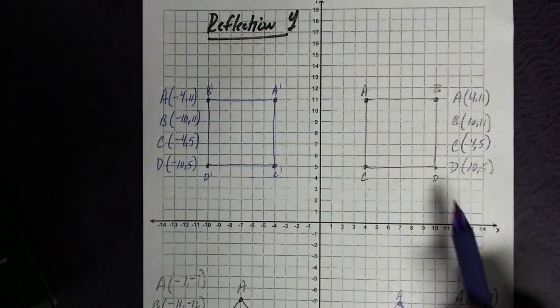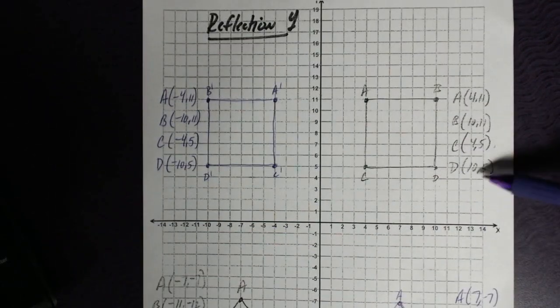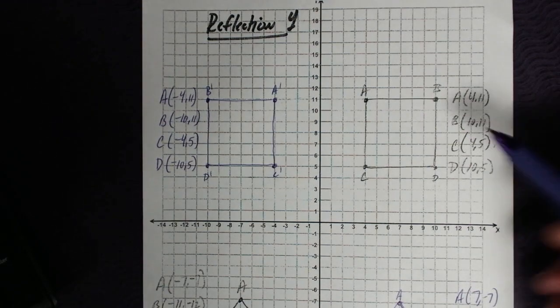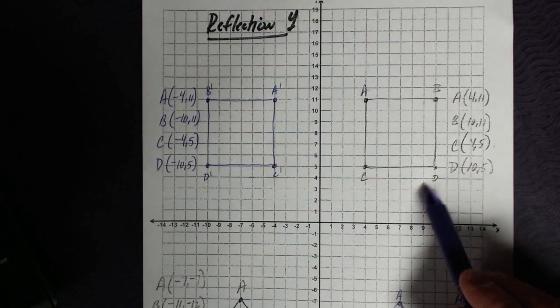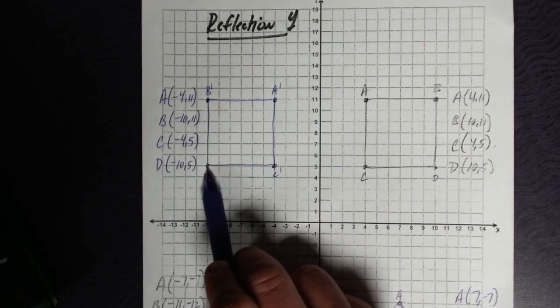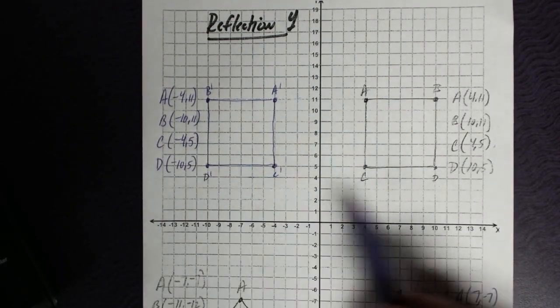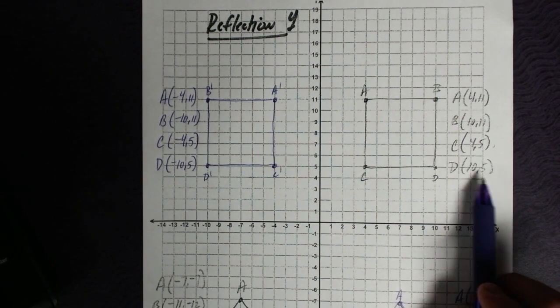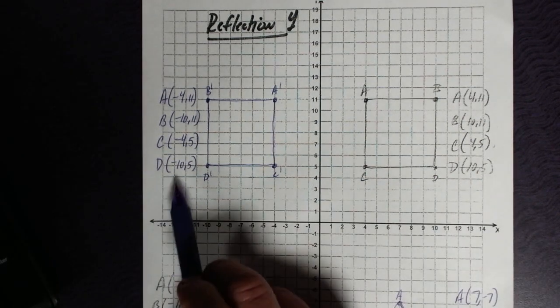One more. Here's D, positive 10, 5. It is 10 spaces from the y, so reflected has to be 10 spaces beyond the y this way. So the change is from positive 10, positive 5 to negative 10, positive 5.